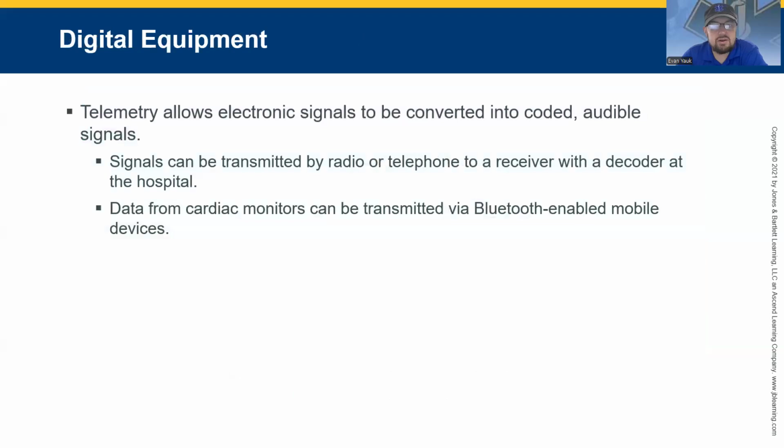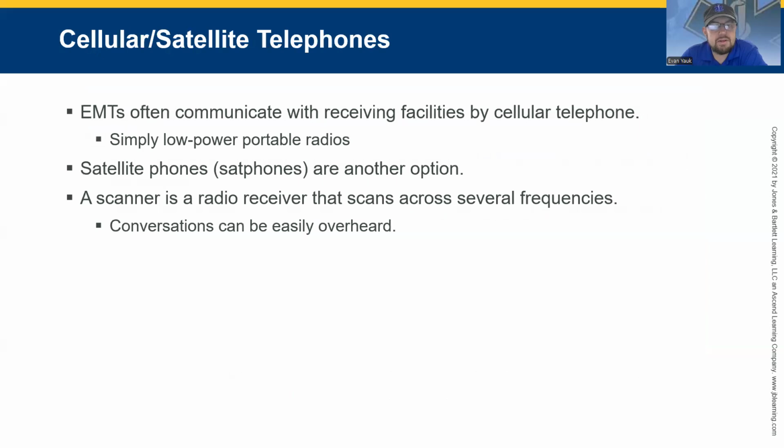Telemetry allows electronic signals to be converted into coded audible signals. Signals can be transmitted by radio or telephone to a receiver with a decoder at the hospital. Data from cardiac monitors can be transmitted via Bluetooth-enabled mobile devices. EMTs often communicate with receiving facilities by cellular phone, or simply low-power portable radios. Satellite phones are another option.